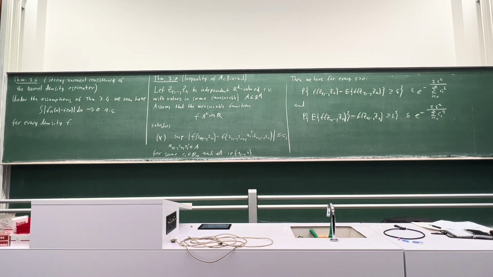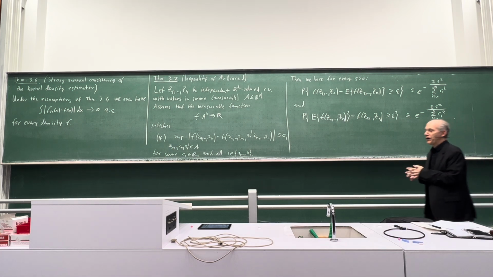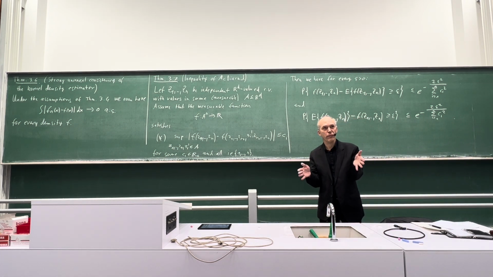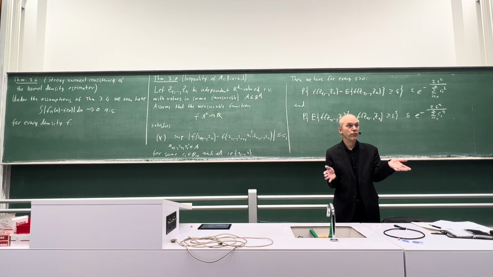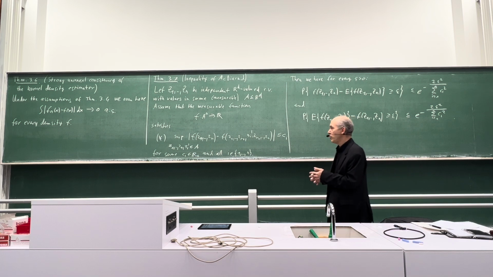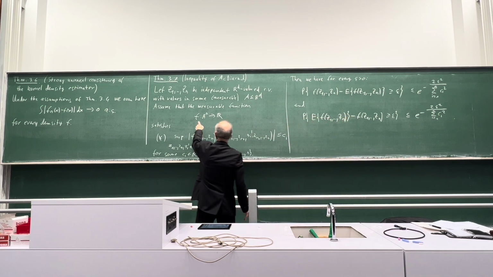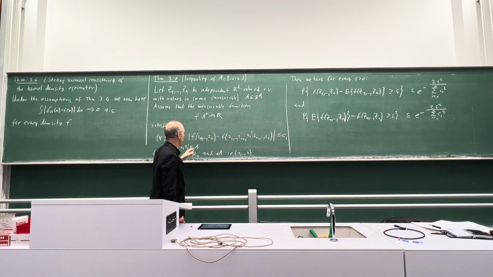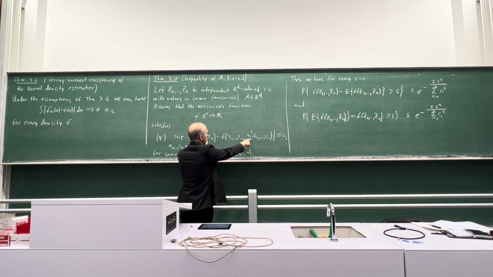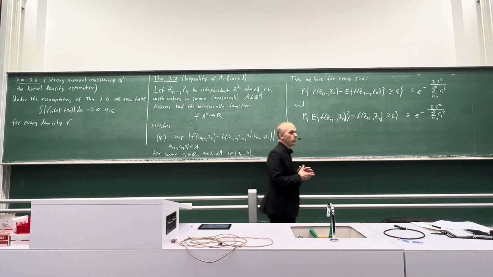So this is a statement about the concentration of a random variable around its mean. And this random variable has a special form. You use independent random variables, say Z1 to Zn, that don't have to be identically distributed, and you plug them into some real-valued function f. And if you just change one coordinate, then the change should be bounded.